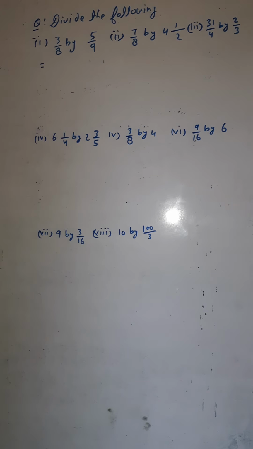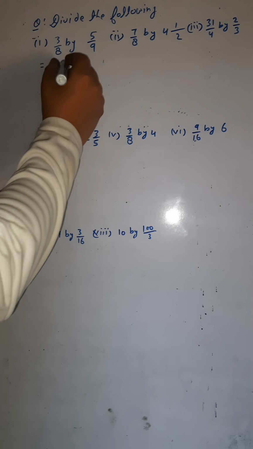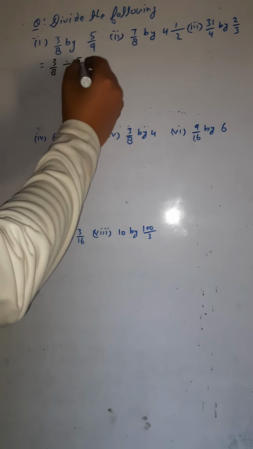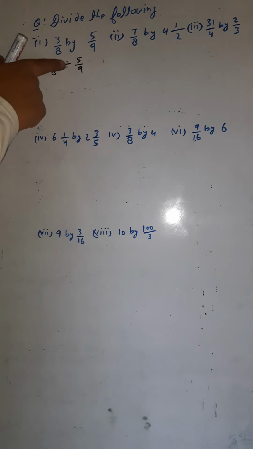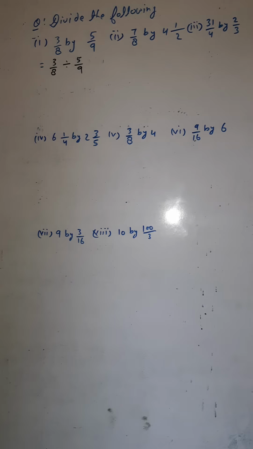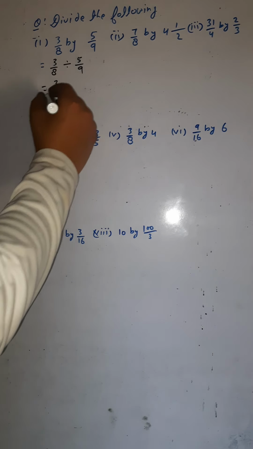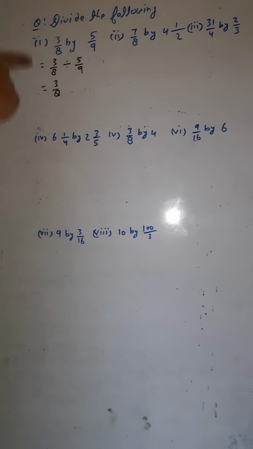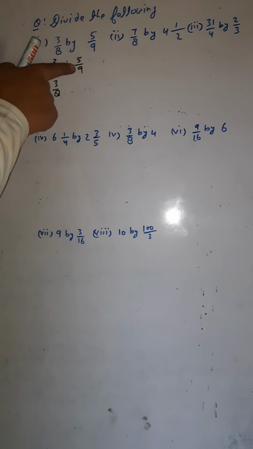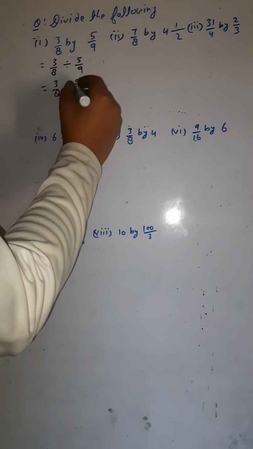Let me write it with some other marker. So you have to divide 3 by 8 by 5 by 9. 3 by 8 is to be divided by 5 by 9. Are you getting this? Yeah. We have already discussed this sort of question. This is division. It can be changed into multiplication if I reverse the order. So I can write this 5 by 9 as 9 by 5.